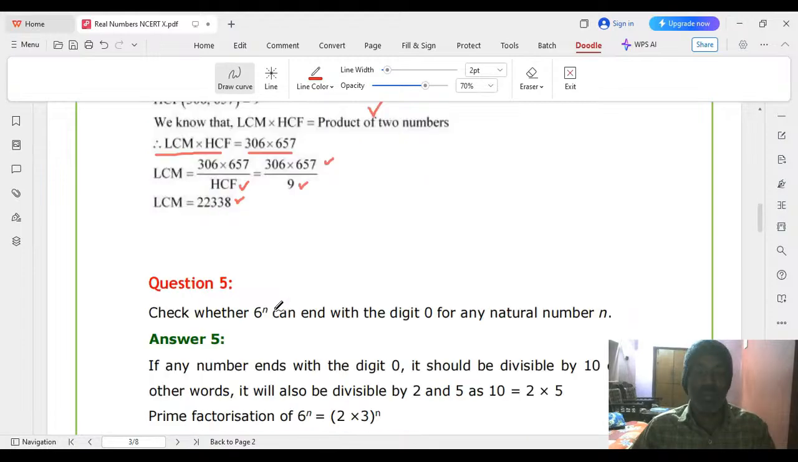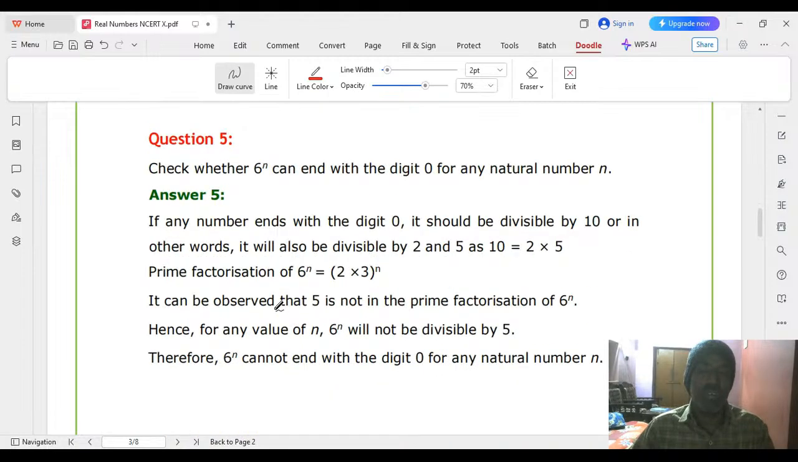Let's see question number 5. This is a most important question; such types of questions are asked in the board examination. Check whether 6 to the power n can end with the digit 0 for any natural number n. So let's see the solution. If any number ends with the digit 0, it should be divisible by 10, or in other words, it will also be divisible by 2 and 5. The prime factorization of 10 is 2 and 5.